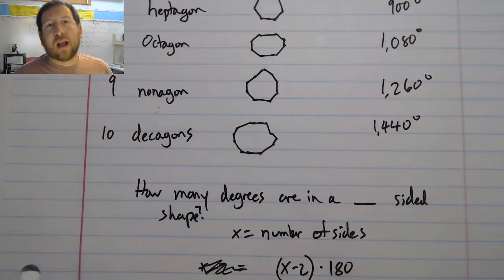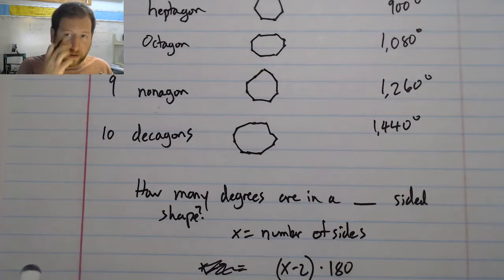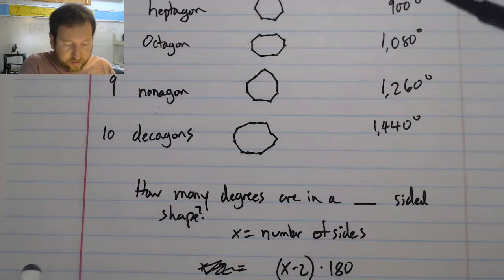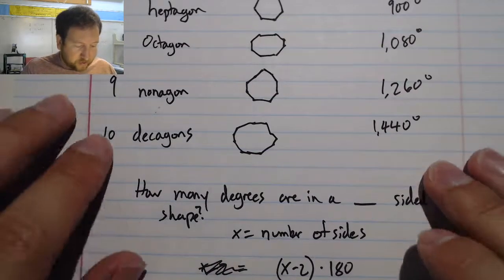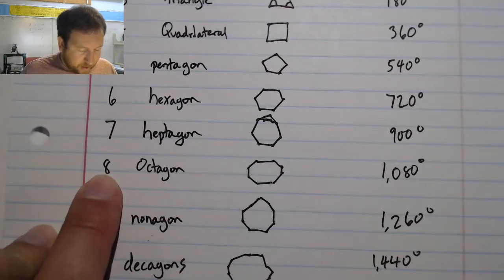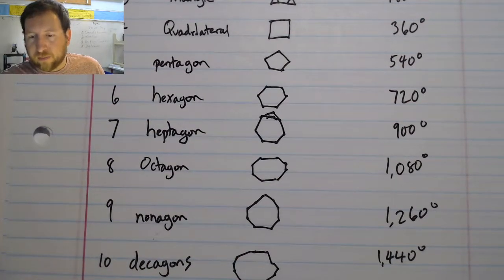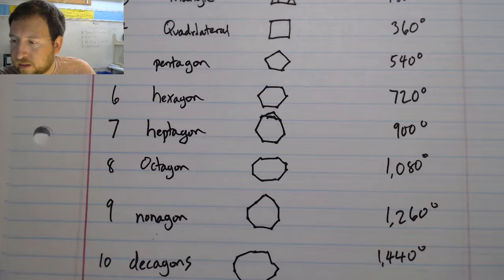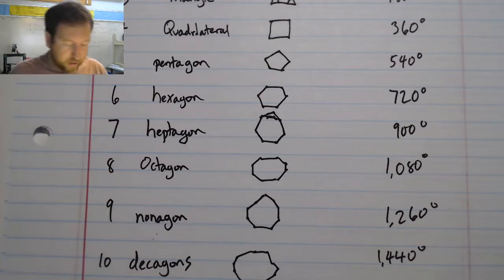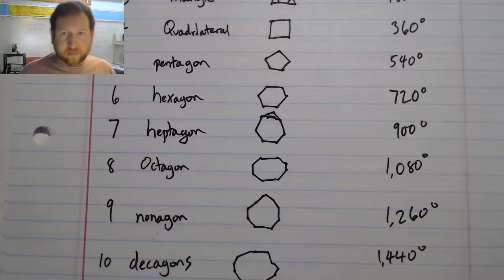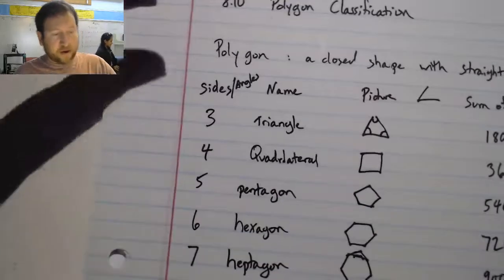So if I'm curious how many total interior angles, what the degree is going to be, all I can do is this. So for example, I can take my octagon, 8 minus 2 is 6, and 6 times 180, hopefully this is going to work, 6 times 180 is 1,080. That is correct, and there I go.